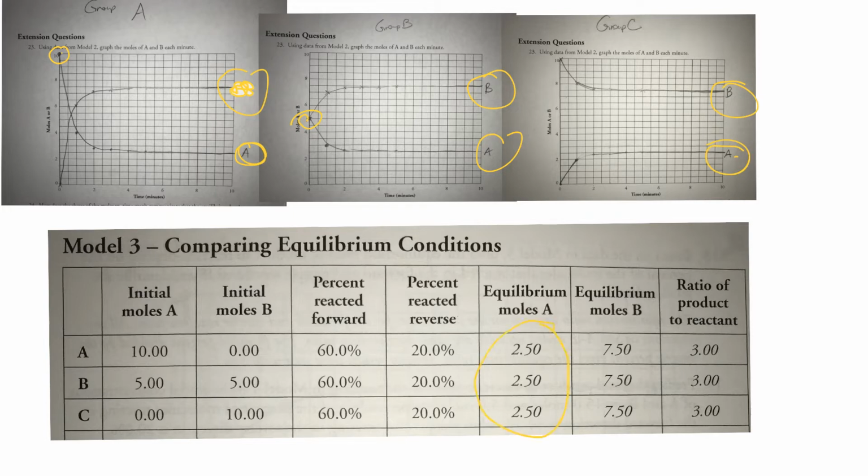And we see that on this bottom chart. At equilibrium, you ended up with 2.5 moles of your reactant and 7.5 moles of your product. And so if you take the ratio, you see those ratios are all exactly the same.